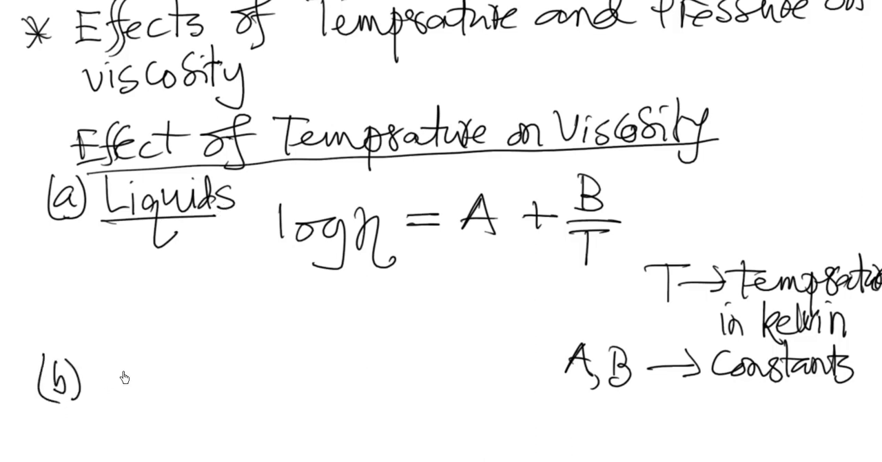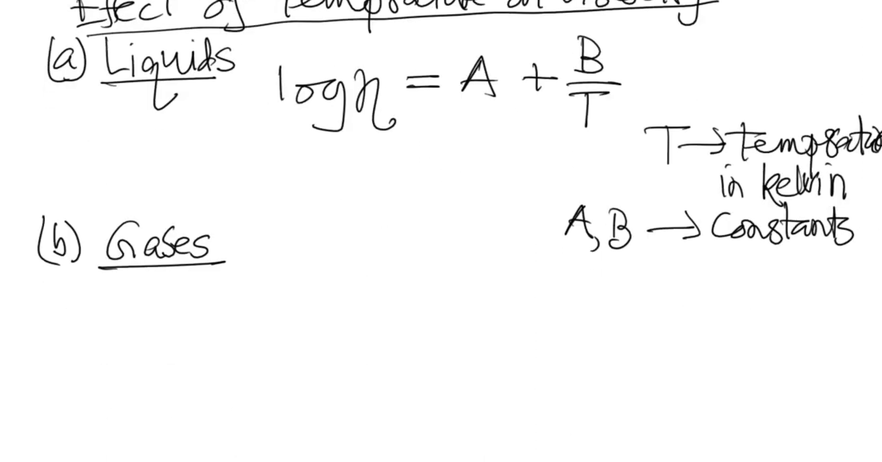For gases, the effect of temperature is that the viscosity of gases increases with the increase of temperature. This is completely opposite to the previous case of liquids. The coefficient of viscosity of a gas is directly proportional to the square root of its Kelvin temperature. So eta is directly proportional to the square root of temperature.